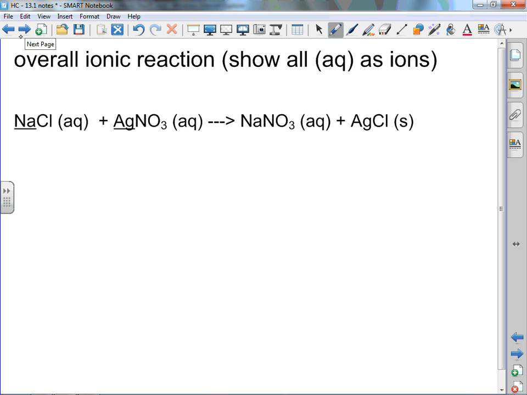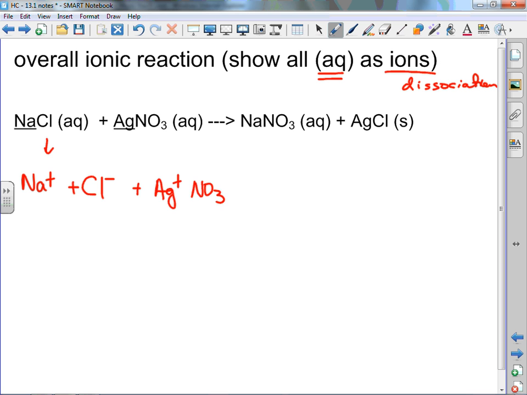Next thing, we want to write the overall ionic reactions. So all we're going to do is take a formula equation, just like this, and everything that's aqueous we need to break apart into its ions, just like a dissociation reaction. So sodium chloride dissociates into sodium ions and chloride ions. Silver nitrate dissociates into silver ions and nitrate ions. Sodium nitrate dissociates into sodium ions and nitrate ions. And then we have solid silver chloride.